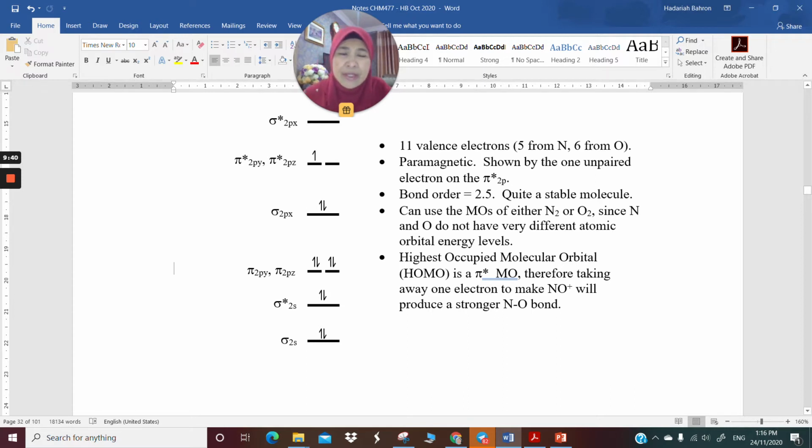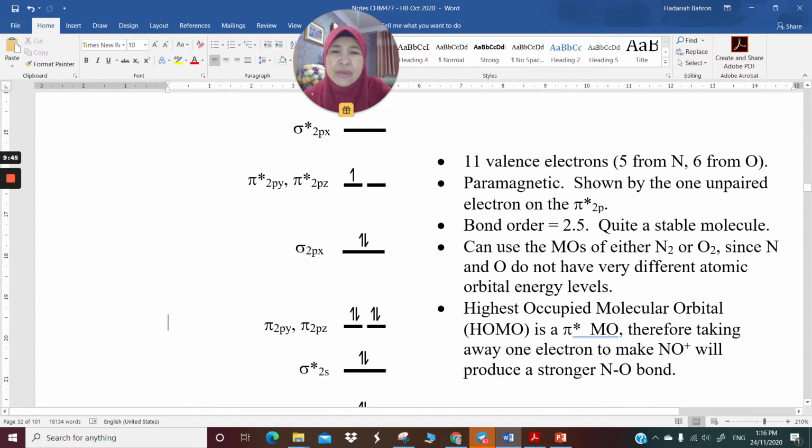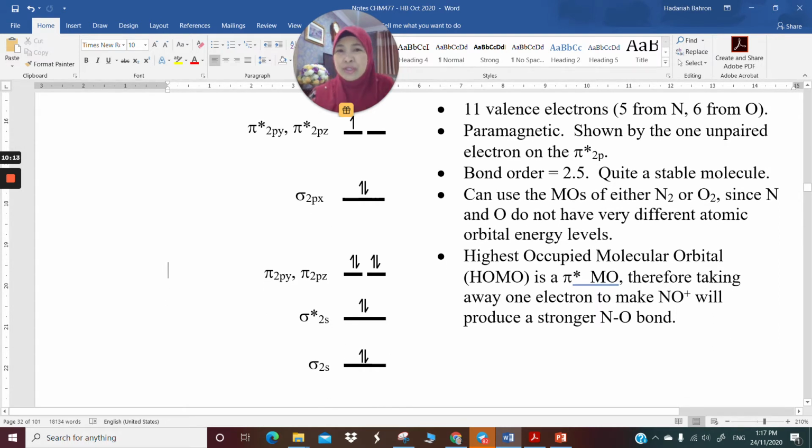The highest occupied molecular orbital, the HOMO, is the pi antibonding MO, this one here. Therefore, taking away one electron from NO will make NO plus and will produce a stronger NO bond. If you take away this electron in the HOMO, this is your HOMO, you are going to make the bond order of 3 because that would be 8 minus 2 divided by 2, 3.